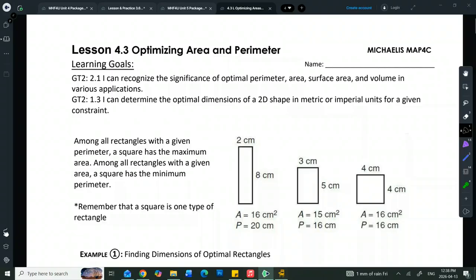So one thing that I want you to take away from this is basically, when you have to make some kind of rectangular enclosed area, a square is going to give you the optimal measurements where you minimize the amount of material that you use for the perimeter, but maximize the area inside of it.